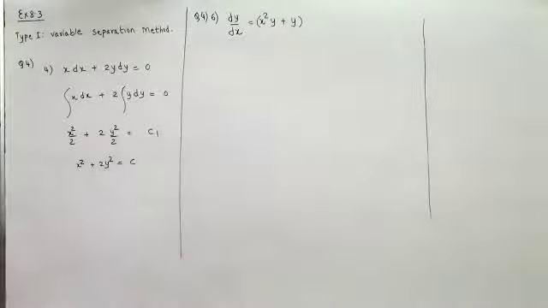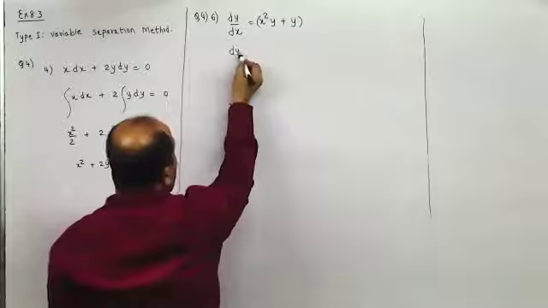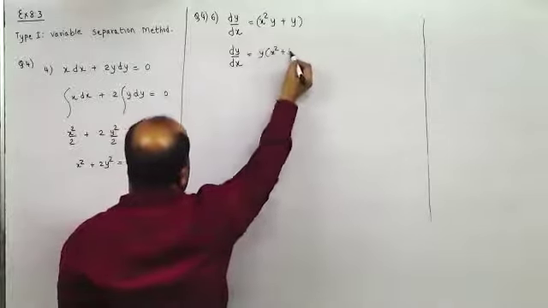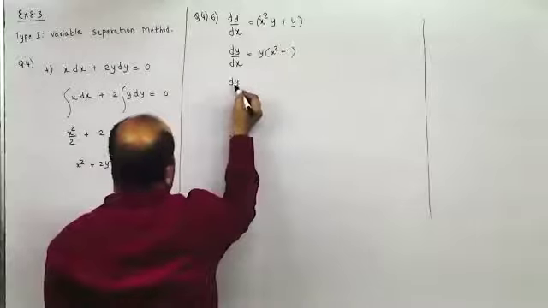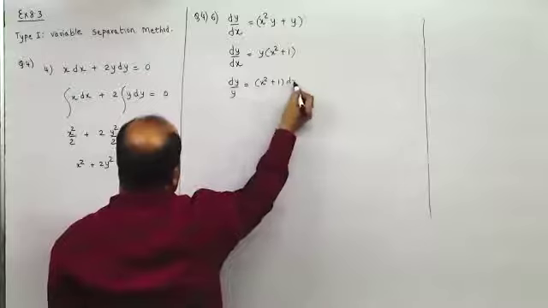Now, here you can separate x and y. How would you separate x and y? dy by dx is y common, x square plus 1. Now take y down here. dy by y equal to x square plus 1 into dx.